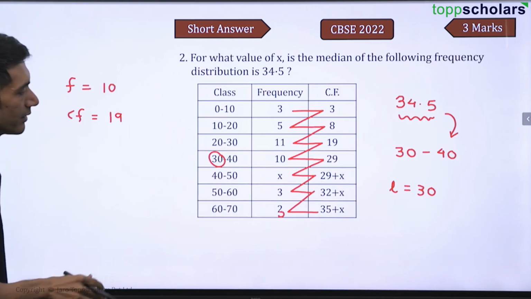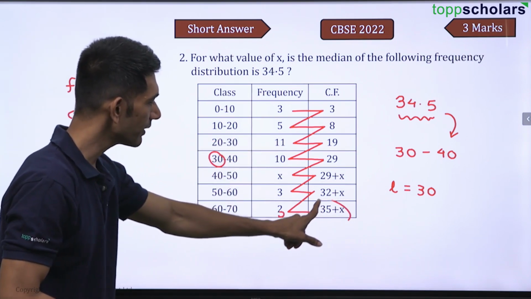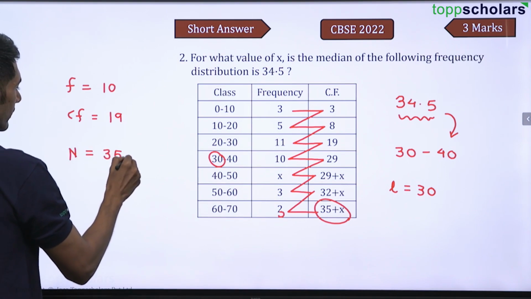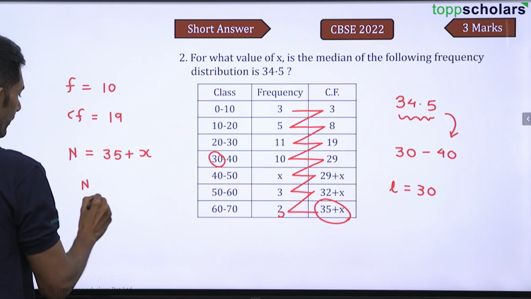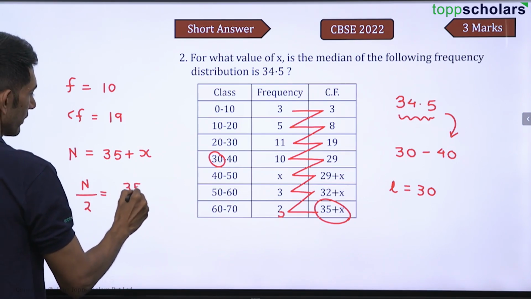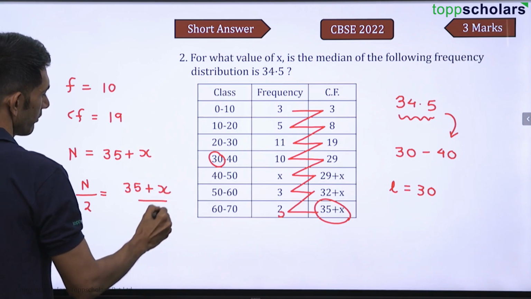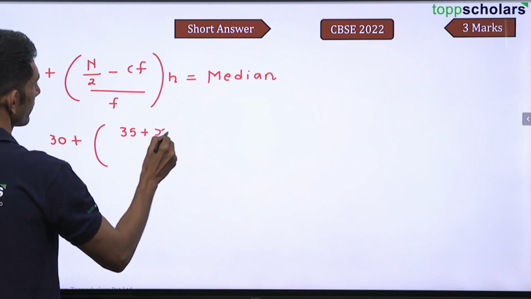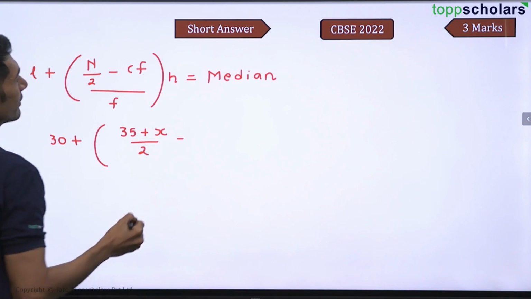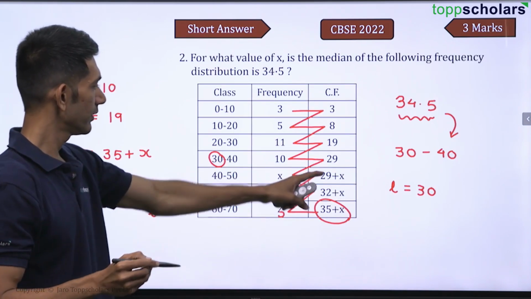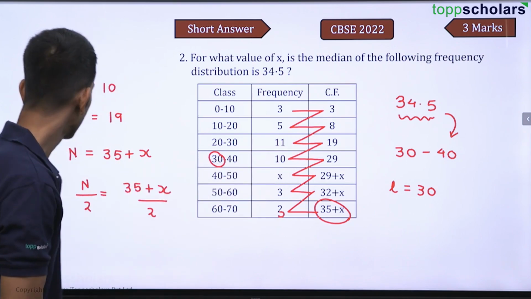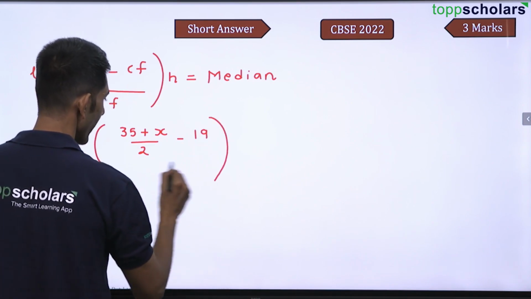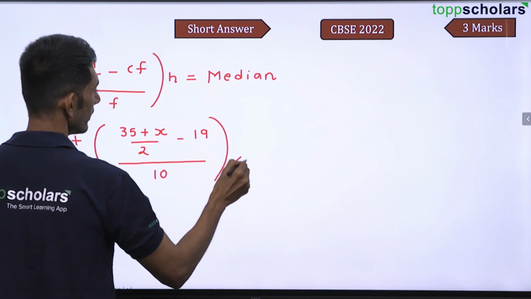What is the total frequency? The total frequency is 35 plus x. So can I say n is 35 plus x? So n by 2 will be 35 plus x by 2. So this will be 35 plus x by 2 minus, what is the CF? CF will be preceding, which is 19. The whole divided by 10 into h.